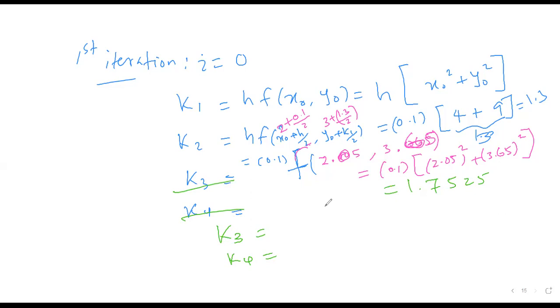So k3 will be h f of x naught plus h by 2, the same. So it will be 0.1 times f of 2.05, same. This only is going to change. So 3 plus 1.7525 divided by 2. So that thing. So it will be, so what's the answer? Can you check your answer? I think k3 will be 1.9227 or something.